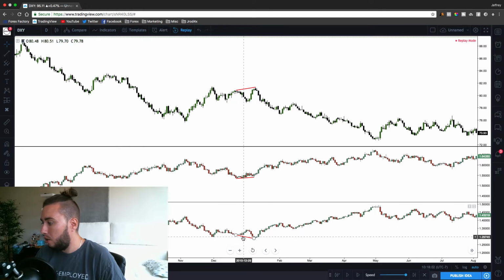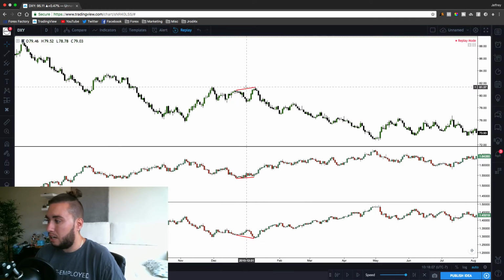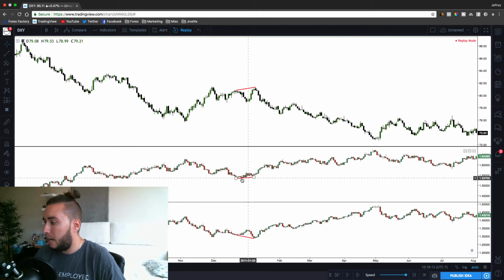So Euro USD is in sync with the dollar index here. By the dollar index making a higher high, Euro USD made a lower low. So that's correct. That's what it should have done. Now cable did not do that. It made a higher low.